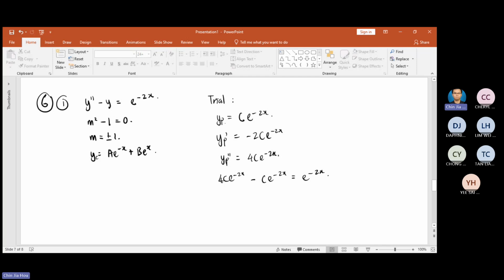Okay, I'm a bit lazy, but don't do it like this. Don't. It's dangerous to do so. Maybe I should put 4c minus c, and then e^(-2x), like this. I factor it out, equals 1 times e^(-2x). Then I know that 3c equals 1, so c equals 1 over 3. Then yp equals 1 over 3 e^(-2x).